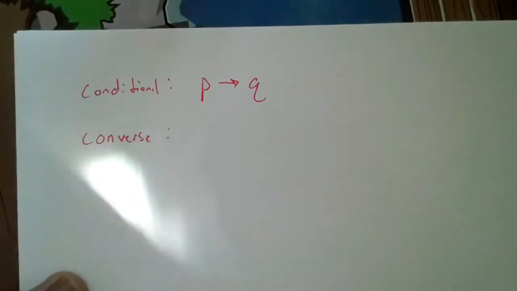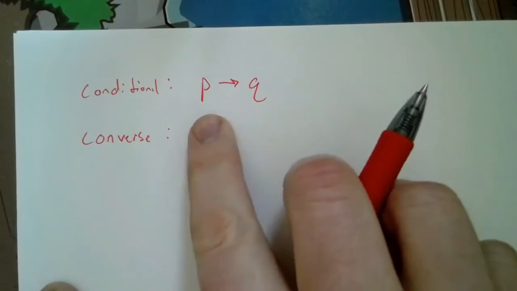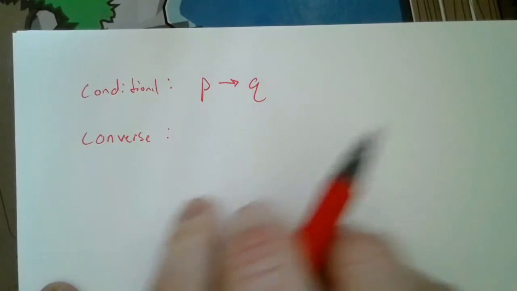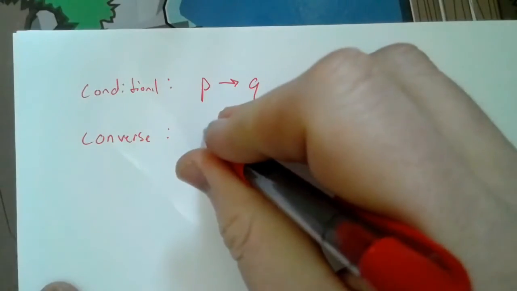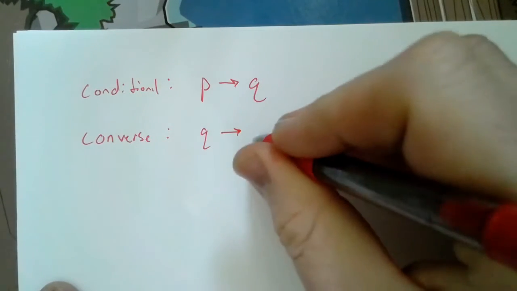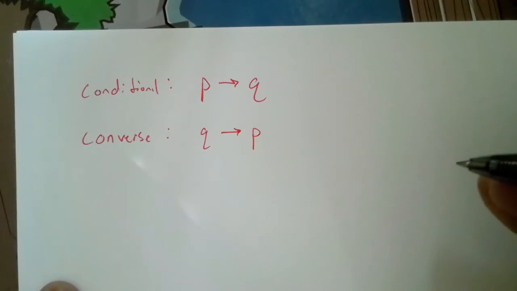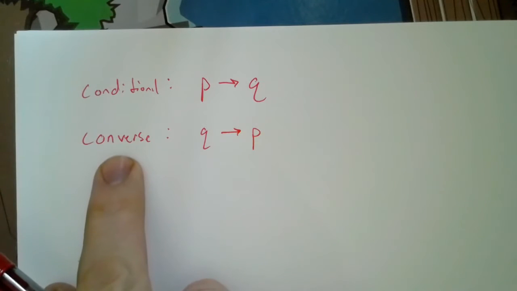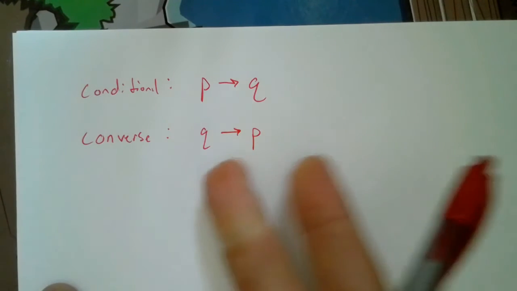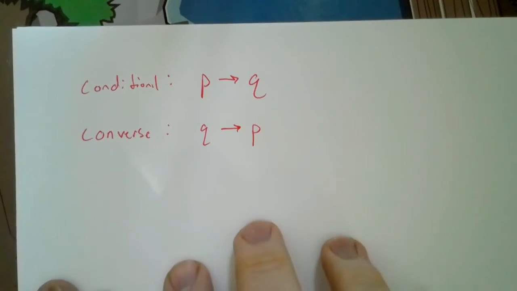Now what a converse is going to do is essentially switch the statements P and Q. So for the converse, you're going to have Q implies P. When you think converse, think of shoes. Most people do anyway, but think about them being on the wrong feet. So they're going to switch places.